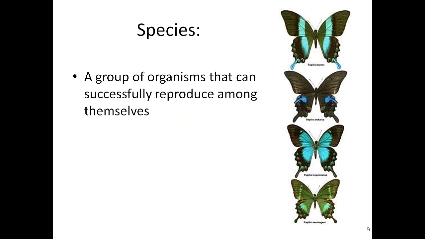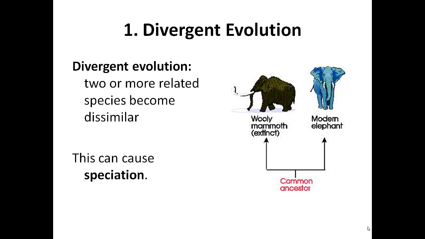This is a really hard definition to pin down, but this is the one that I'm going to be using as we look at evolution. A species is a group of organisms that can successfully reproduce among themselves. That means they reproduce, their offspring is viable, or they can continue to live and reproduce themselves.